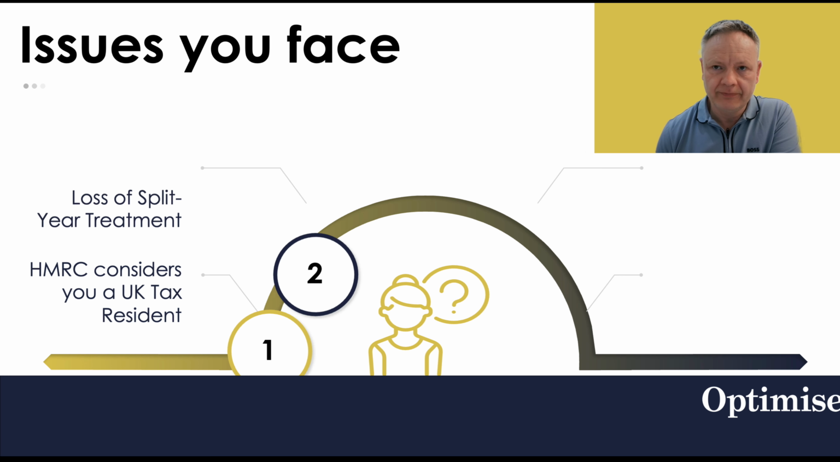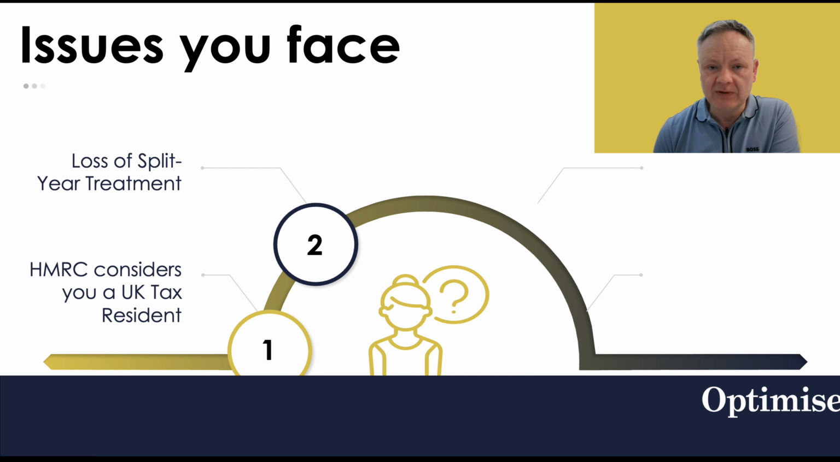Now that's a problem. Loss of split year treatment. If you don't tell HMRC using the Form P85 that you left the United Kingdom at a specific time, then they may consider you tax resident and have no evidence at all that you left. And this is really important for those that do not file self-assessment tax returns.